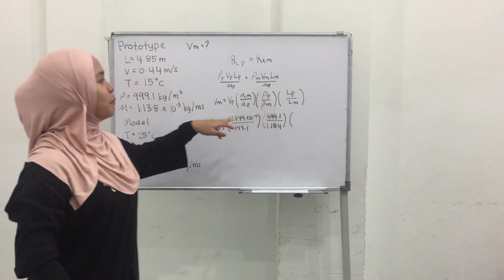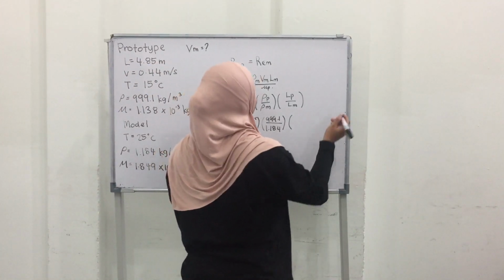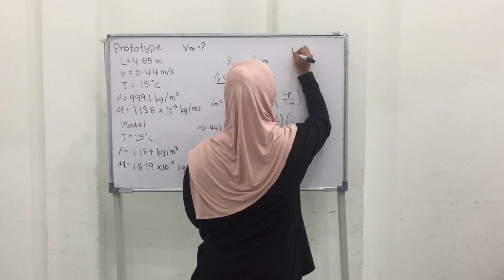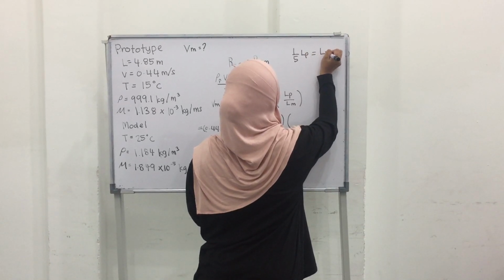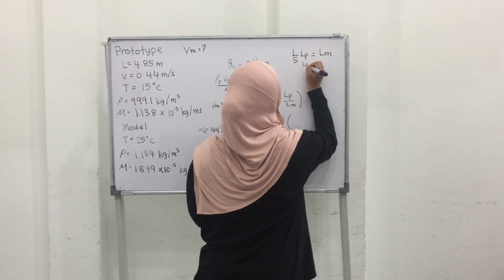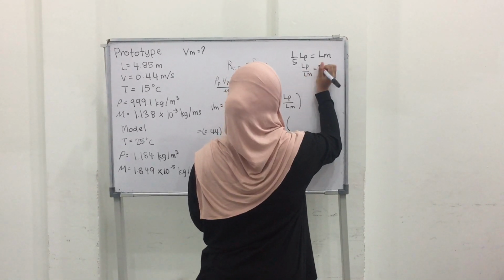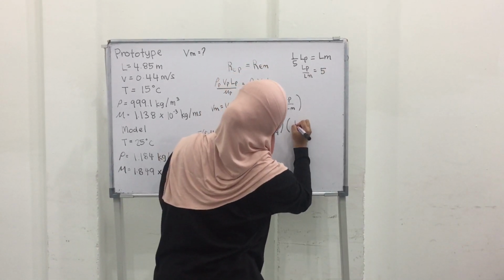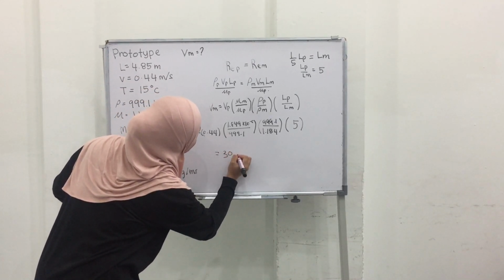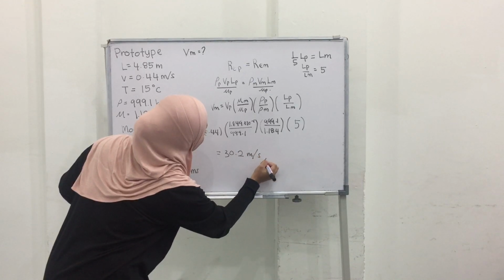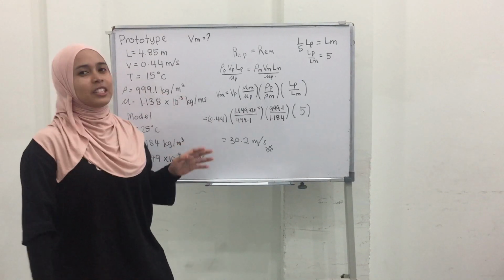So here, LP over LM, we got from the question, it says that the scale is 1/5, so LP over LM is 5. So here we substitute 5. So we get 30.2 meter per second. So we're done. The answer is 30.2 for the velocity of the model.